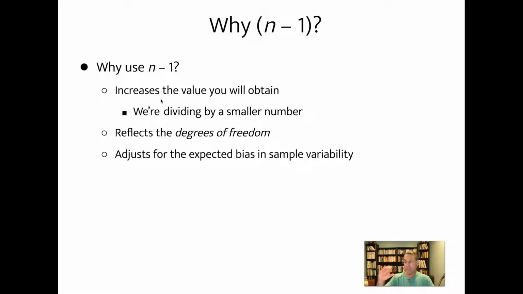So if the sample is going to typically undercount how much variability there is, let's just make it a little bit bigger. And by dividing by a smaller number, it makes the result bigger. Because again, we're taking sum of squares and dividing by the number of people, but let's just take number of people minus 1. So we're dividing by a smaller number, that will increase the size. So that's one reason. So then I think it's reasonable to ask, well, why n-1?